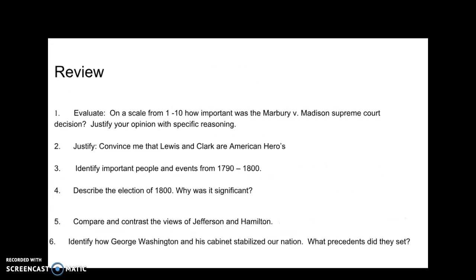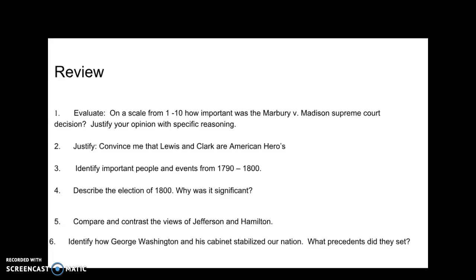Here are some review questions that we'll be covering on the quiz. How important is Marbury versus Madison? Well, Marbury versus Madison is extremely important because it establishes the power of the Supreme Court to have judicial review, and to review laws made by other branches of government and actions by other branches of government to see whether they're following the Constitution.